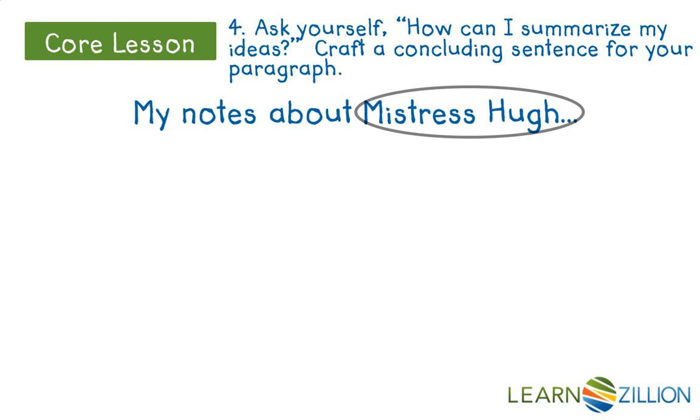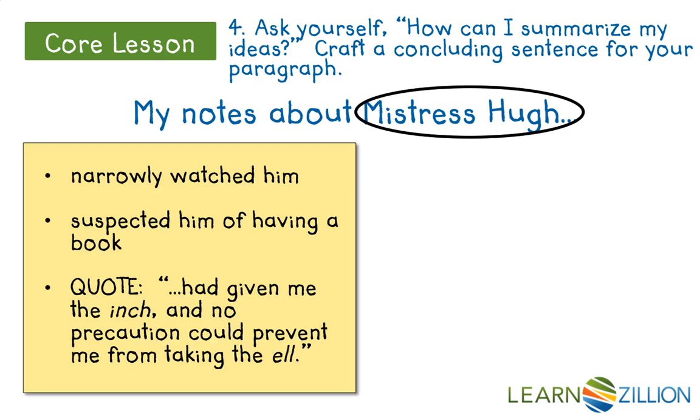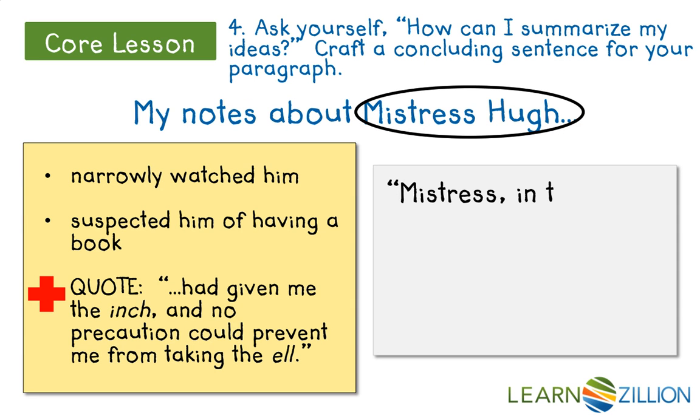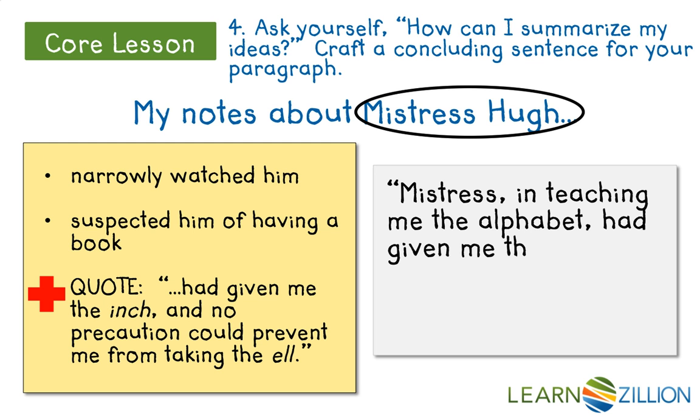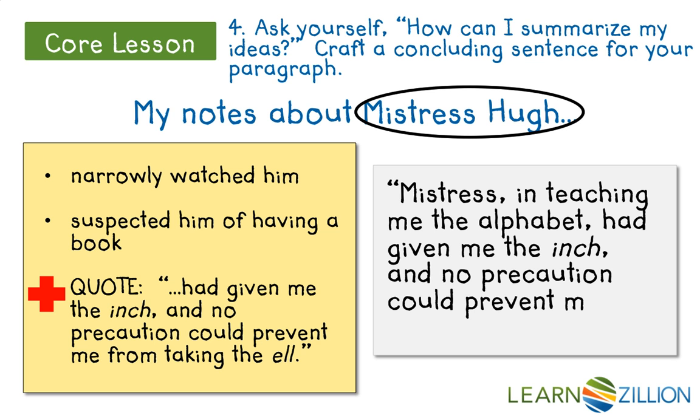Again, I remember my notes about Mistress Hugh. There was a quote that I thought was really great because it explained from Frederick's own perspective how much Mistress Hugh had impacted his life. I recorded part of the quote and made a note to myself to include it in my essay. I will look back at the text and record the entire quote so that I have it down correctly. "Mistress, in teaching me the alphabet, had given me the inch, and no precaution could prevent me from taking the ell." This sounds very much like a quote we might hear today, give him an inch and he will take a mile, meaning that once something is started, it's hard to stop it. I want to end my paragraph by using this quote.